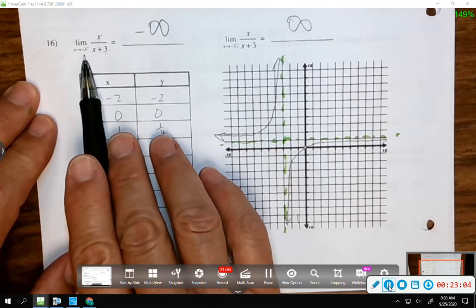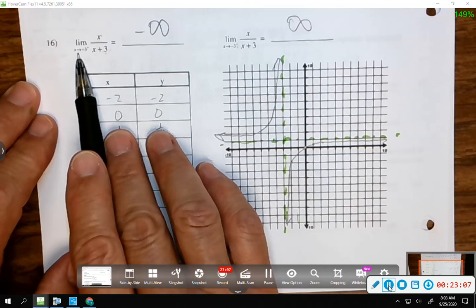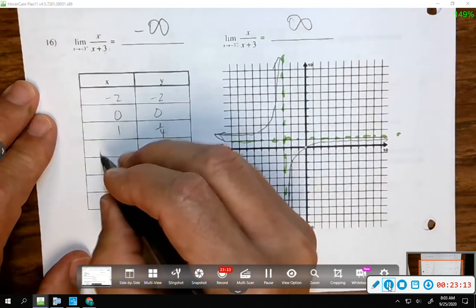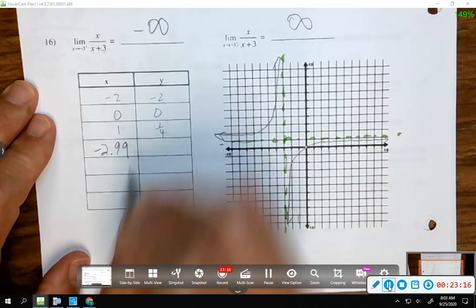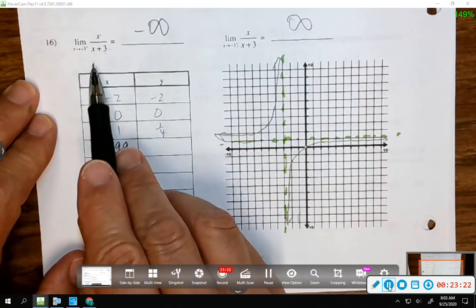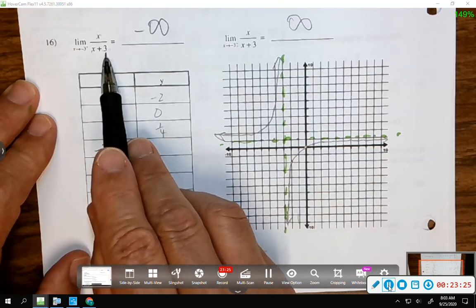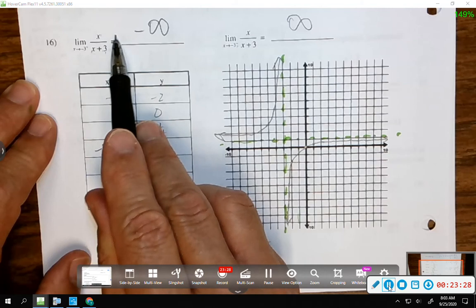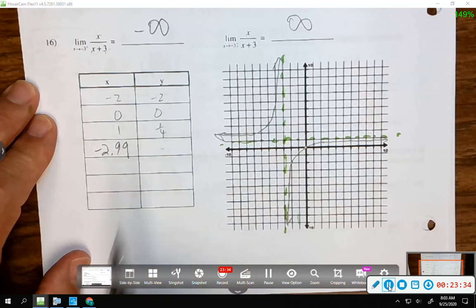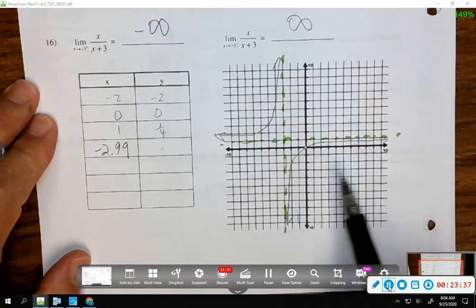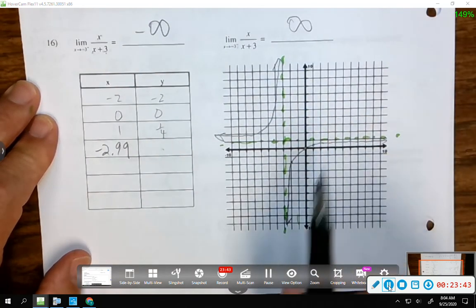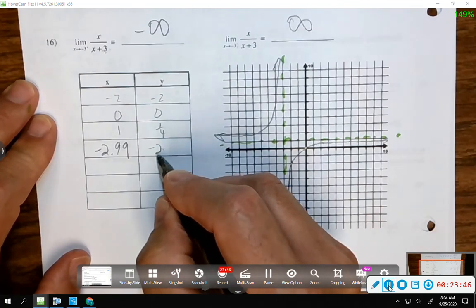If I plug in a number that's really close to negative 3, but to the right of it, that would be negative 2.99. And you might say, do I want to plug that in? That's not bad. The top is negative 2.99. That's easy enough. Negative 2.99 plus 3 is a positive 0.01. Move the top and the bottom decimal place 2 units, and you get negative 299. You get a large negative number.